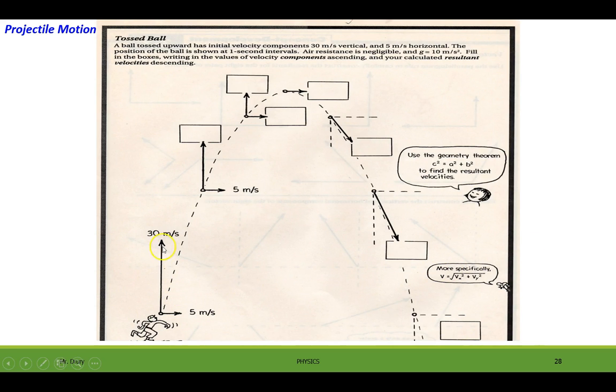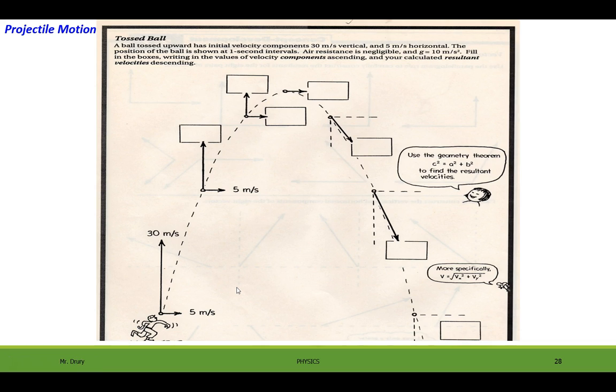Let's say you initially shoot or throw a ball, in this case 30 meters per second upwards, and at the same instant you're throwing it 5 meters per second to the right. So in other words, we took the initial velocity, whatever that was, and broke it into its vertical and horizontal components. And for this case, I'm going to use gravity as being 10, because it just would make it easier.